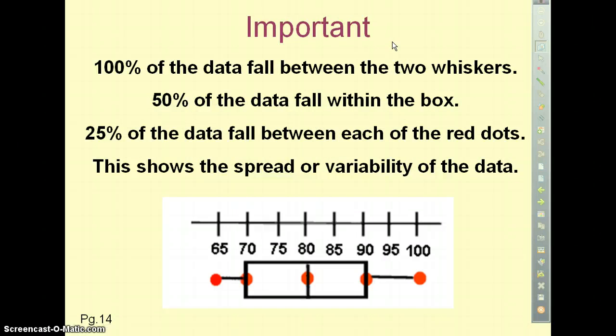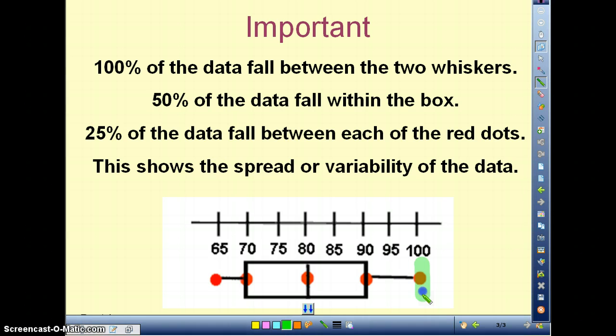Here's some important things to know about box and whisker plots. 100% of the data fall between the two whiskers. From this end right here to this end here, everything in between, that's 100% of your data. Okay? 50% of your data fall within the box. All right? 25% of the data fall in between each of the red dots. That's 25%, that's 25%, here's 25%, here's 25%. This shows the spread or the variability of the data.